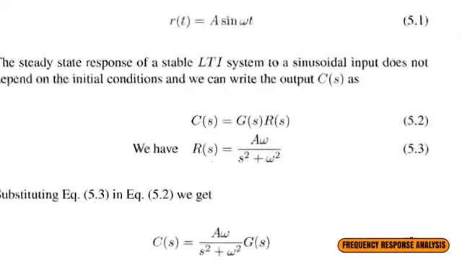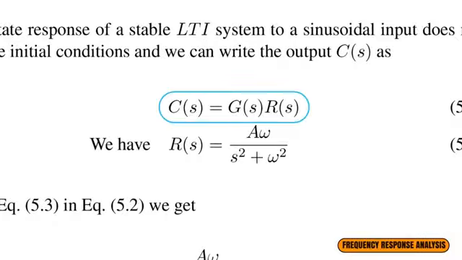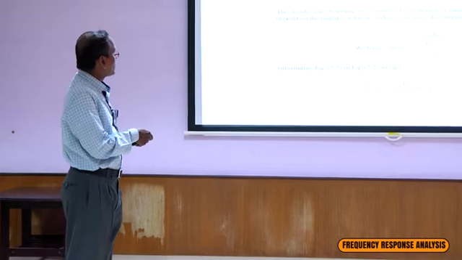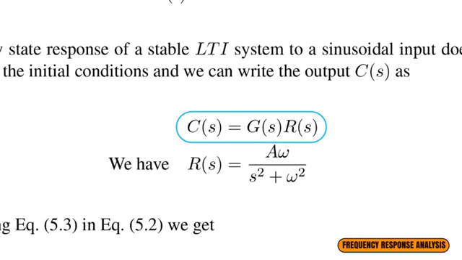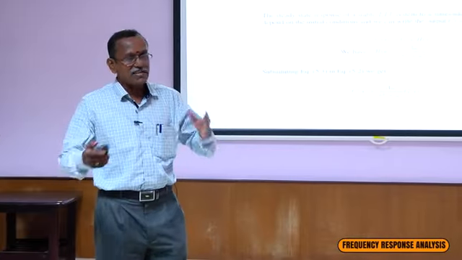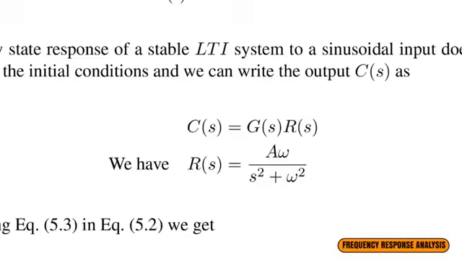What is G(S)? The mathematical model of the system. G(S) is the system, multiplied by the input signal of the system. G(S) multiplied by R(S) is nothing but C(S). In the frequency domain we can multiply; in the time domain we have to do convolution. That is also another reason why we are going for the frequency domain.